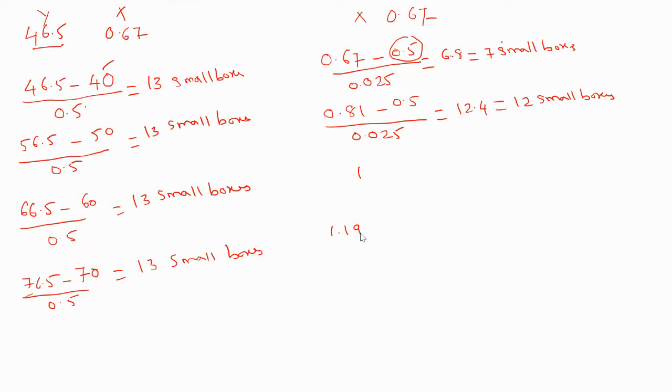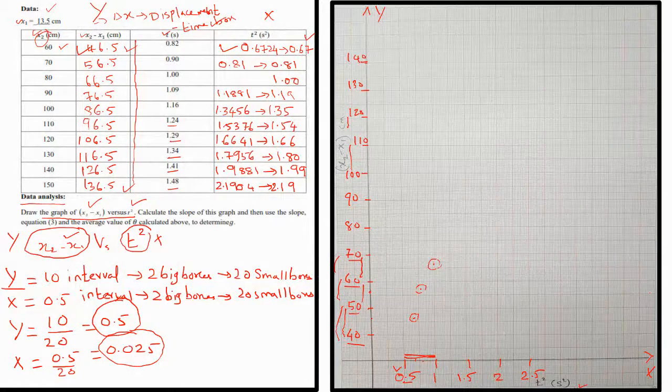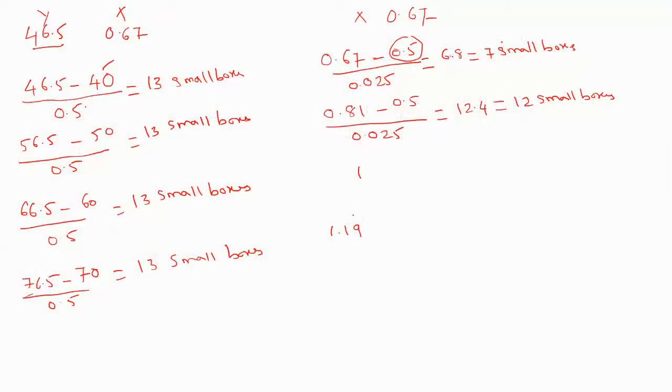Okay, so our point 1.19 is between where? Between 1 and 1.52. So what is the lowest here? 1. Very good. So here 1.19 minus the lowest value, 1, divided by 0.025, which is equal to, could you please let me know the answer? 7.6. So how many small boxes? 8 small boxes.